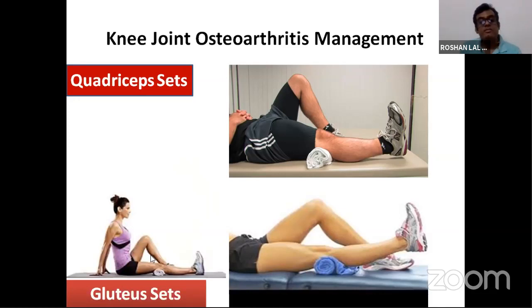This is a gluteus sets exercise. This is a very simple exercise. A towel roll is placed under the knee joint and the patient is asked to press the towel without raising the ankle joint. In quadriceps sets, we raise the ankle joint from the plinth. But here the patient is pressing the towel and keeping the ankle joint on the plinth. So the gluteus maximus is contracting; pushing down the towel is the action of the gluteus maximus. This is a gluteus sets.